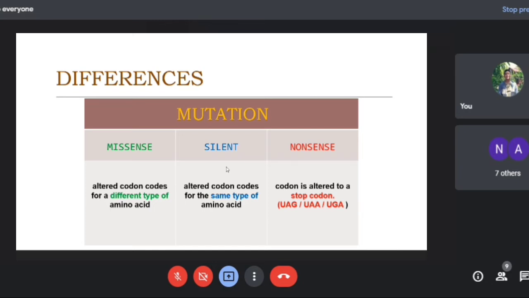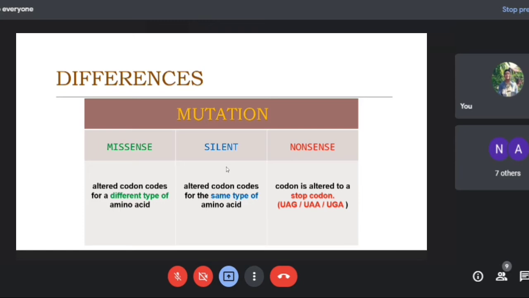For silent mutation, the altered codon will code for the same type of amino acid. Even though there are some changes in the bases, because a base substitution happened, the amino acid that resulted from the change of the base did not change. So the polypeptide chain also did not change, and so there's no change in the protein that is produced.